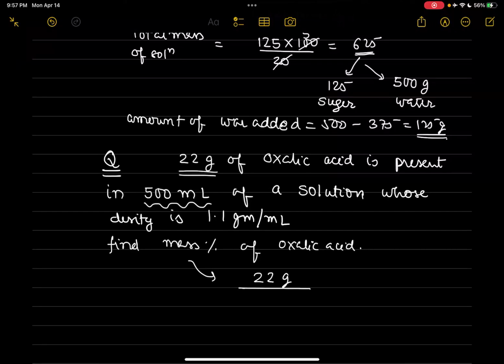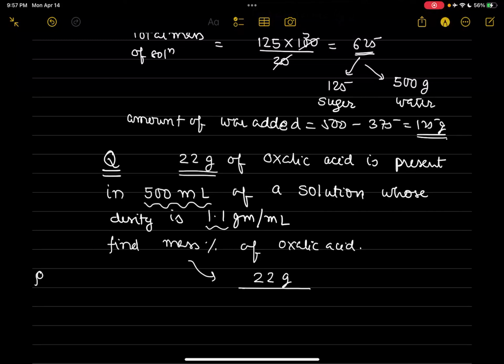You need to get in the denominator the total mass of the solution. What is the total mass of the solution? 500. That is ml. For water, whether you take it 500 or 500 ml, it is same because the density of water is 1. You need to multiply by the density to get the mass. Got it?